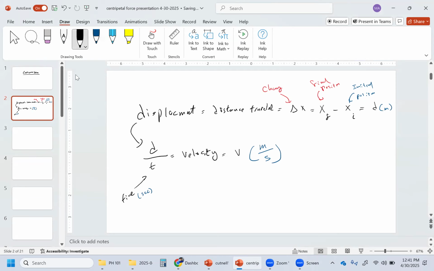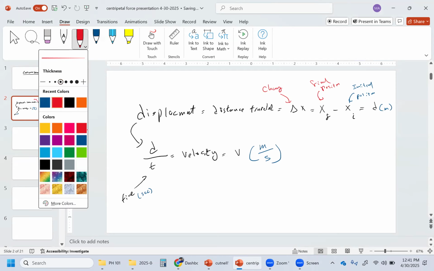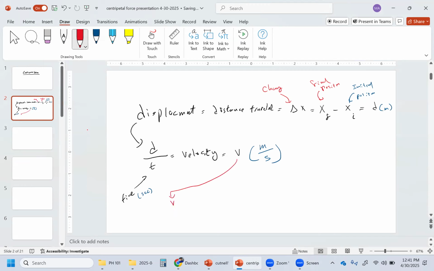Now, in a different color, red. So this velocity that we get, divide that by your t for the time. And that's what we were talking about as acceleration. And we gave it the letter A, and we defined the units for it as meters per second squared. Meters per second times the second, which is going to be meters per second squared.